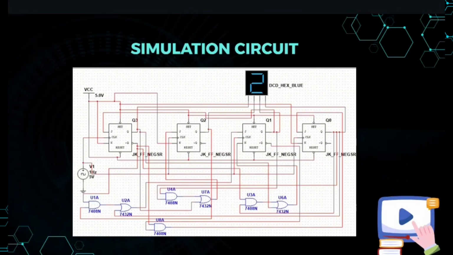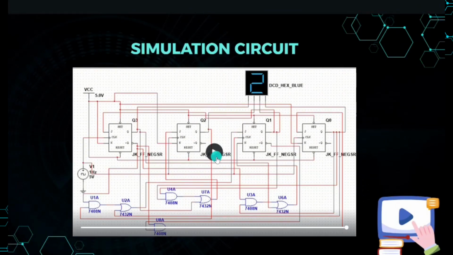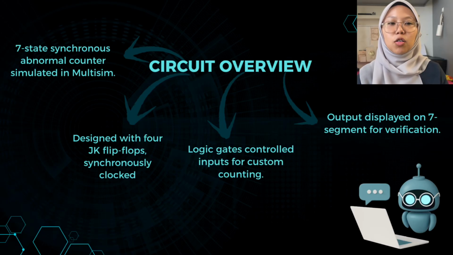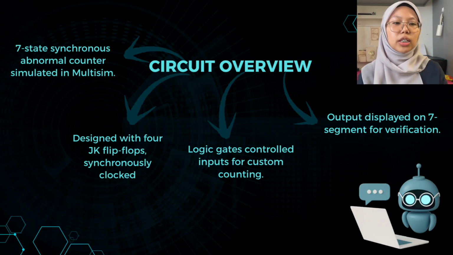Next is simulation circuit. This slide shows the full circuit diagram of our synchronous abnormal counter design, simulated in Multisim. The circuit overview: a 7-state synchronous abnormal counter simulated in Multisim, designed with 4 JK flip-flops synchronously clocked. The next is logic gates controlling the input for custom counting. Output is displayed on a 7-segment display for verification.